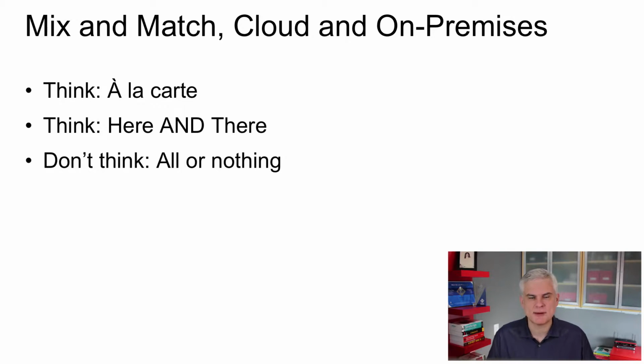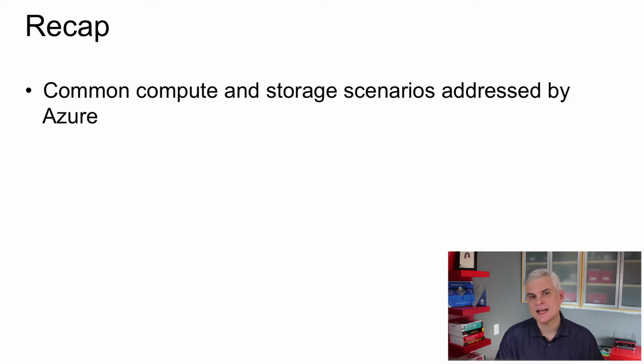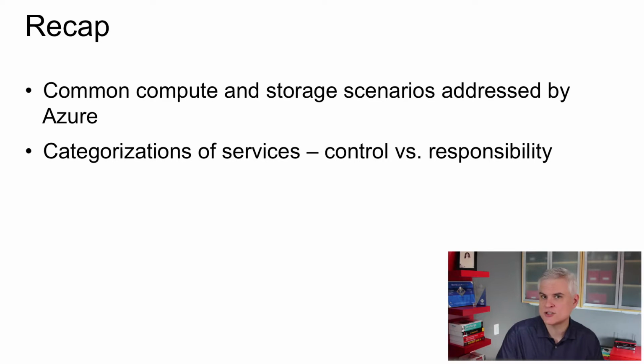Okay, so let's recap what we talked about in this module. We talked about the vast array of scenarios that are addressed by Microsoft Azure, and then even mapped some of the services to those scenarios that you'll commonly see. We talked about the categorizations of services, including infrastructure as a service, platform as a service, and software as a service. And sometimes these categorizations can help you differentiate in your mind how much control and responsibility you're required to take on by a given Azure service. And then you can choose the right piece of the puzzle accordingly based on your tolerance for control and responsibility.